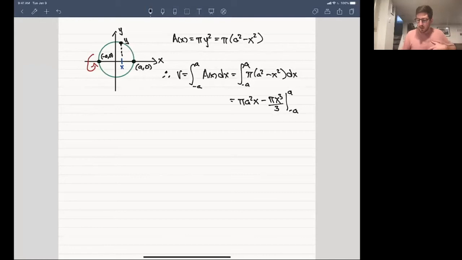And now when you do that, when you plug this in, when you evaluate this, you're going to get exactly our formula, 4 over 3 pi a cubed. And this is kind of cool, right? This is a pattern you see all throughout geometry, maybe when you learn these things for the first time.